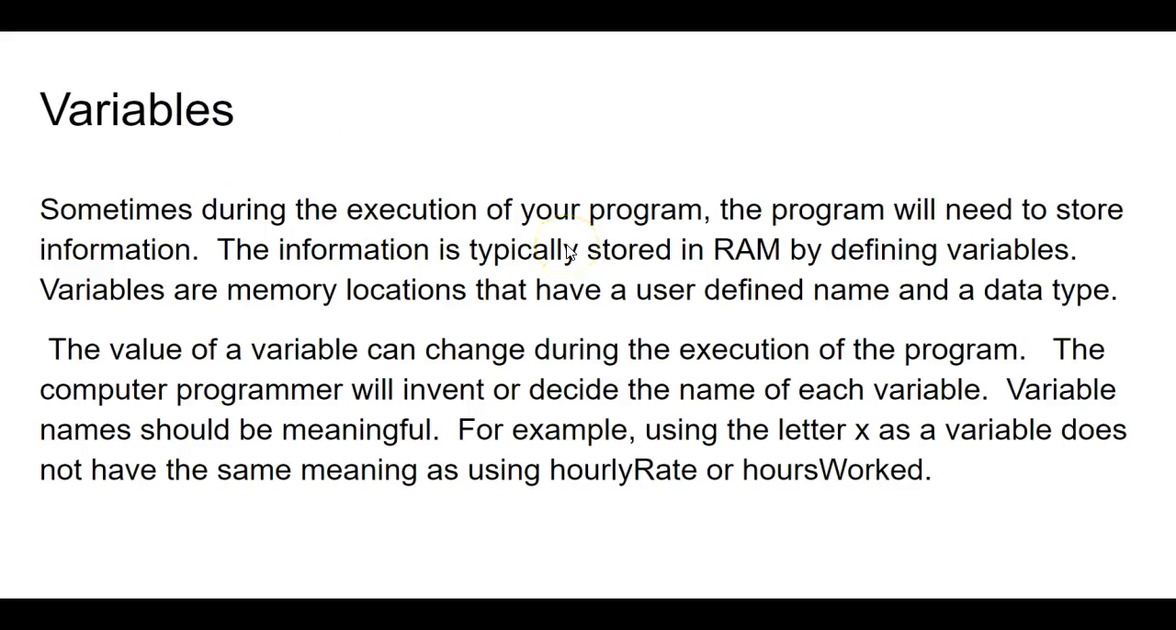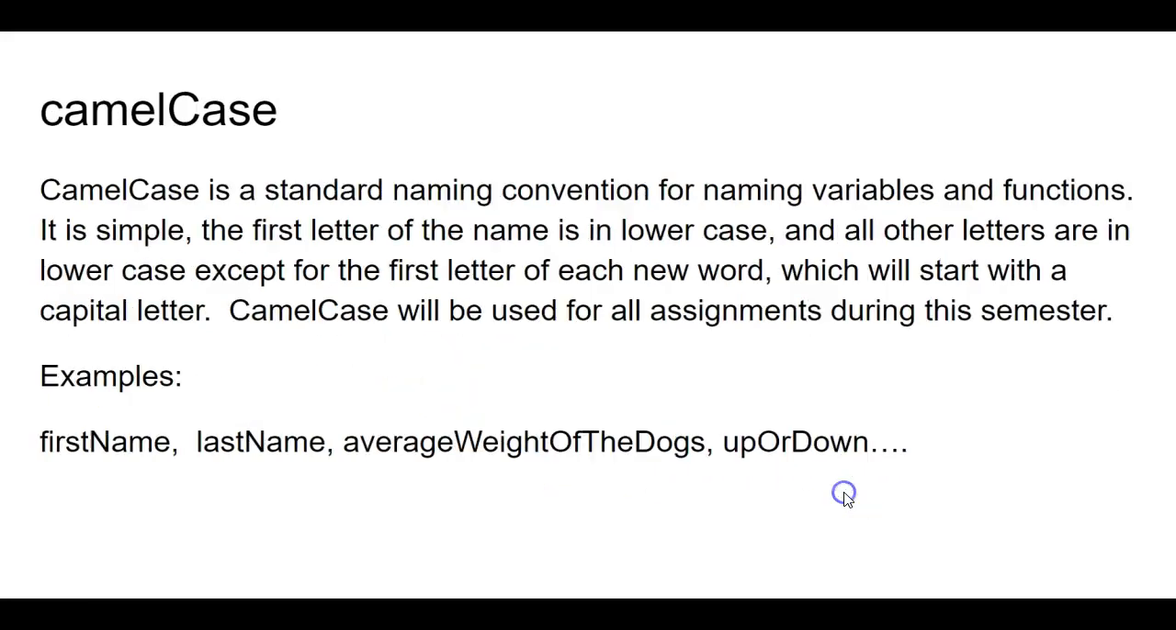Variables. Sometimes during execution of your program, you're going to need to store information. In RAM, you're going to store that information inside a variable. A variable is special because the value can vary or change. Variables have a name, such as hourlyRate, hoursWorked.